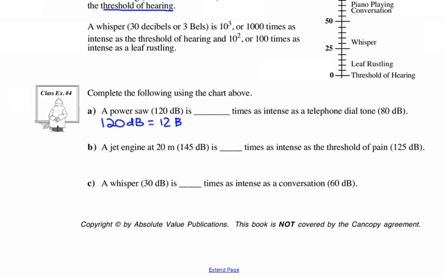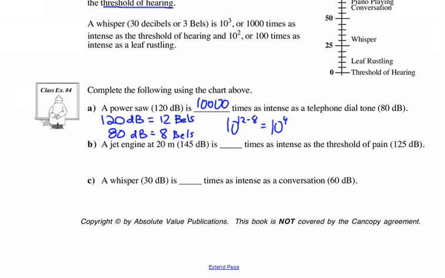I'll use a big B for bells. How many bells is 80 decibels? 8. Okay, so how would we get how many times more intense it is? Minus. 10 to the 12 minus 8 is equal to 10 to the 4, or 10,000. 4 zeros. So if you're comparing a jet engine to the threshold of pain, ow.